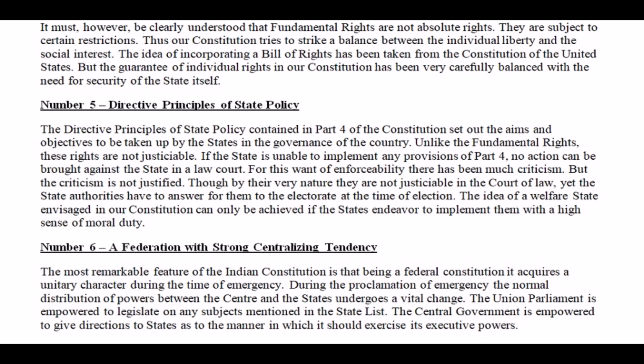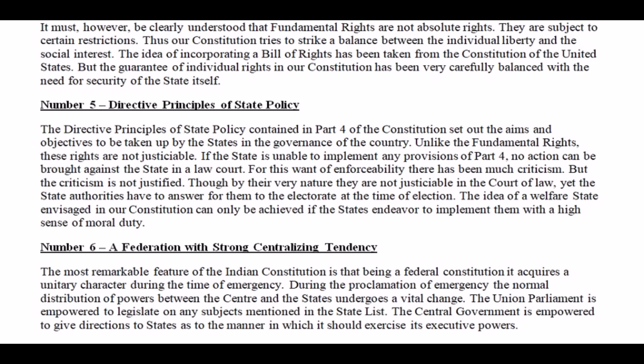The idea of incorporating a Bill of Rights has been taken from the Constitution of the United States. But the guarantee of individual rights in our Constitution has been very carefully balanced with the need for security of the state itself.